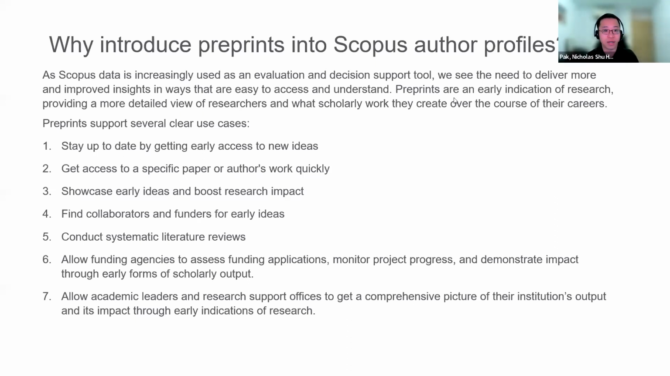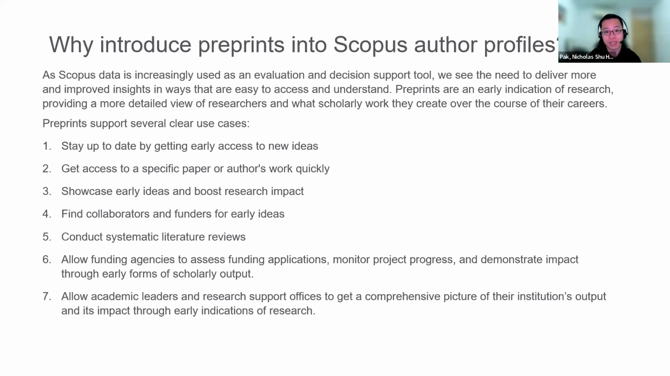They also have very strong, clear use cases, right? Which are very fundamental to how Scopus wants to help researchers. So one would be staying up to date, where people will be able to get access to new ideas. They can sometimes get access to a specific paper or an author's work quickly. Sometimes you'll be able to showcase your new ideas to the rest of the world, which would also boost the research impact. You can sometimes find collaborators and funders for early ideas.